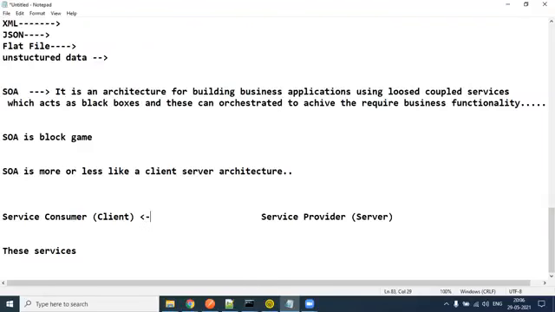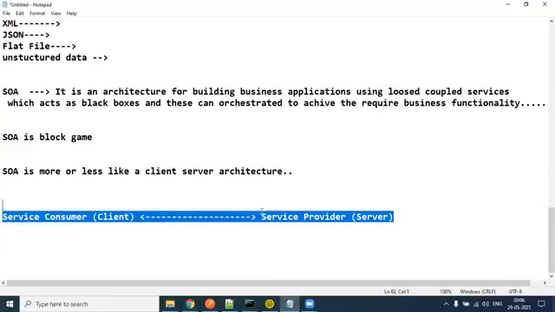And there will be some kind of communication like this. The service consumer will make a call, the service provider will process the request and return a response, right? So this is how it works. Service oriented architecture is also like a client server architecture. Now sometimes what happens is these two parties may not know each other directly.